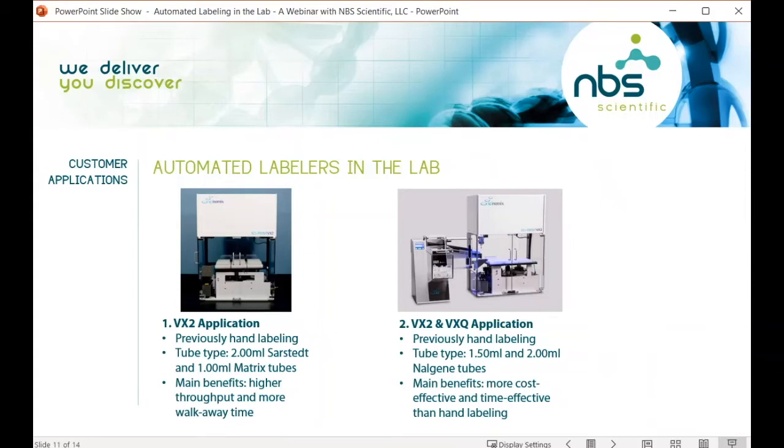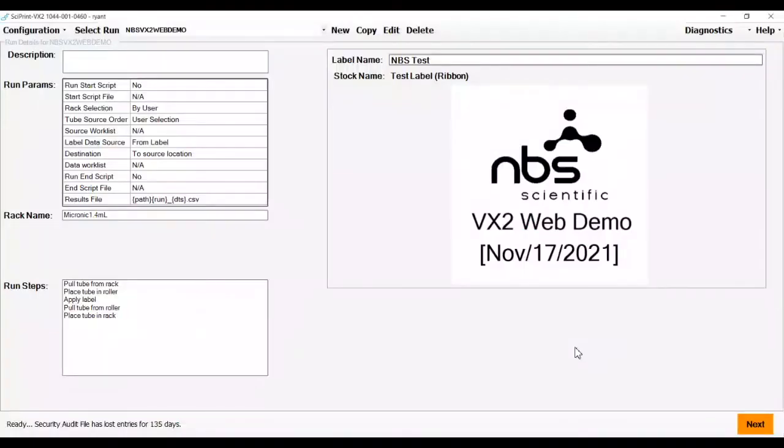All right, so now that we've talked about a couple customer applications, it's time to move into the live demo of the VX2. So at this time, I'm going to pass things off to my colleague, Ryan Torrance. As I mentioned at the beginning of the webinar, he's going to go through how to set up a label, show us the Scinomix software, and then we will ultimately see the unit running in action. So Ryan, when you are ready, feel free to share your screen. All right, you're good.